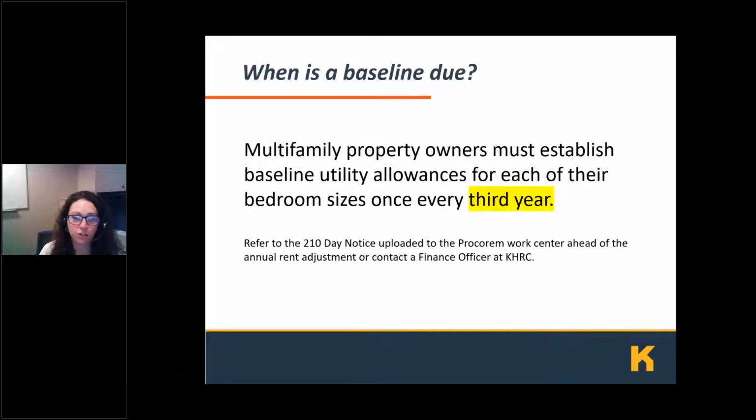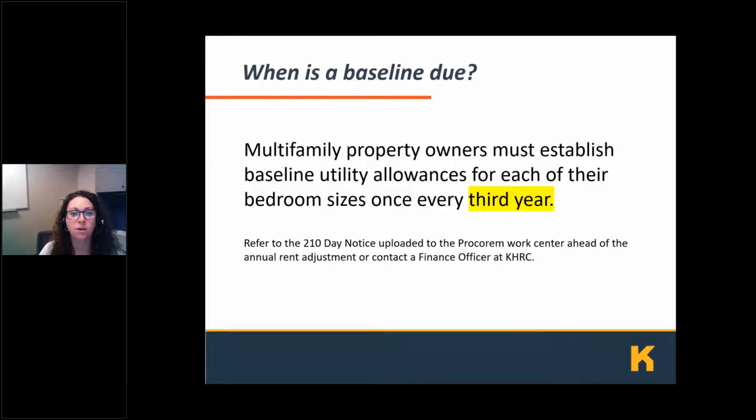All right, when is it due? We've touched on this a little bit. Baseline analysis is going to be due every 3 years. So this is designed to ensure that the allowance that's calculated is reflective of really current usage. So this is a benefit to your tenants, these baselines. We want to make sure that the number that's calculated for this allowance average is accurate. And so HUD requires these baselines to be completed every 3 years.